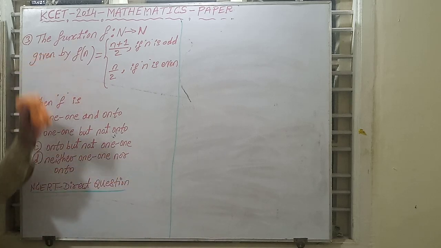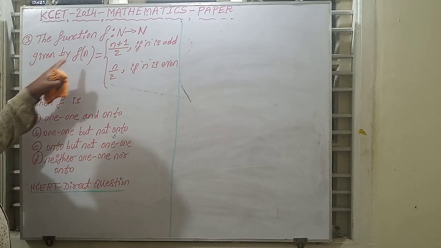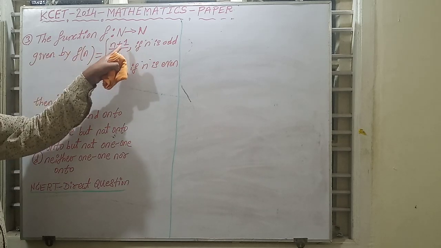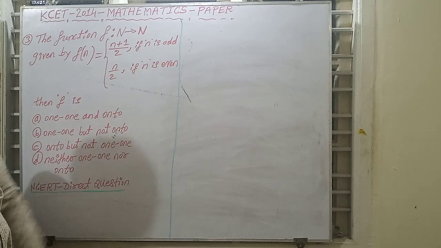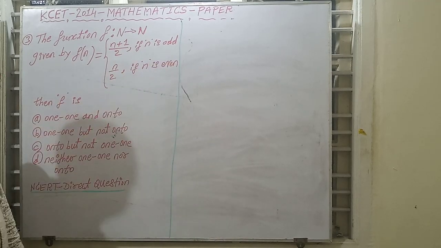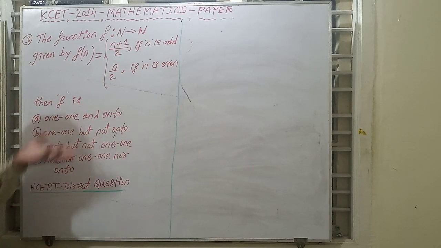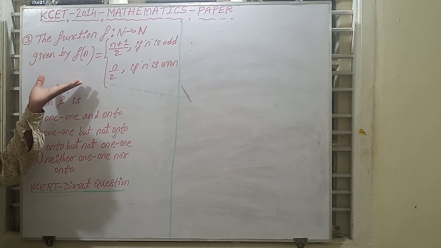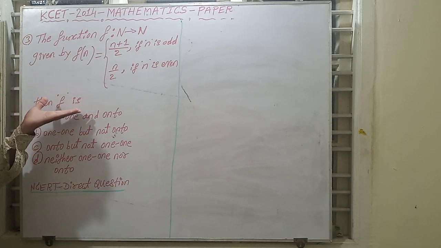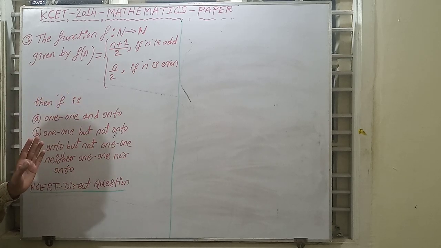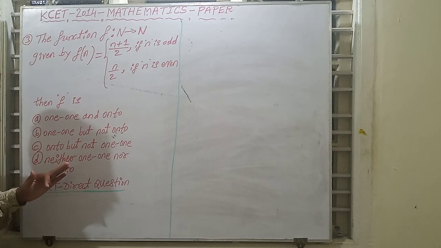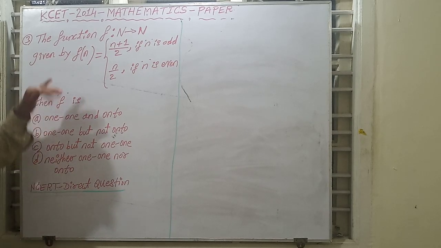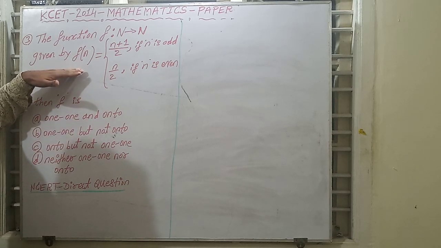So now let us move on to question number 3. The function f from N to N given by f of n is equal to n plus 1 by 2 if n is odd, n by 2 if n is even. Then f is what? Basically, it depends on the functions topic in the function chapter, particularly one-one and onto. So using the one-one and onto conditions, we have to find out whether it is one-one or onto.